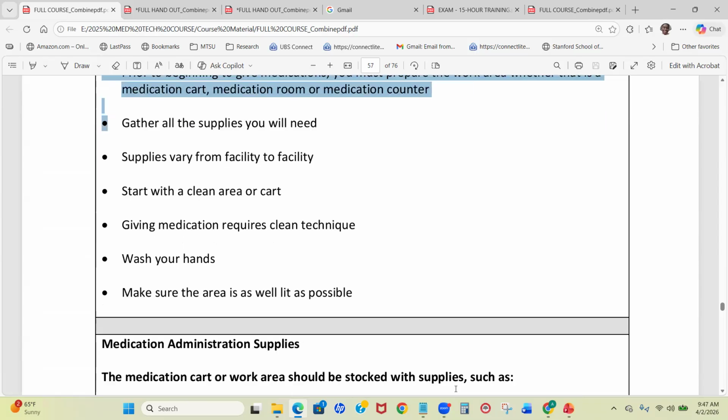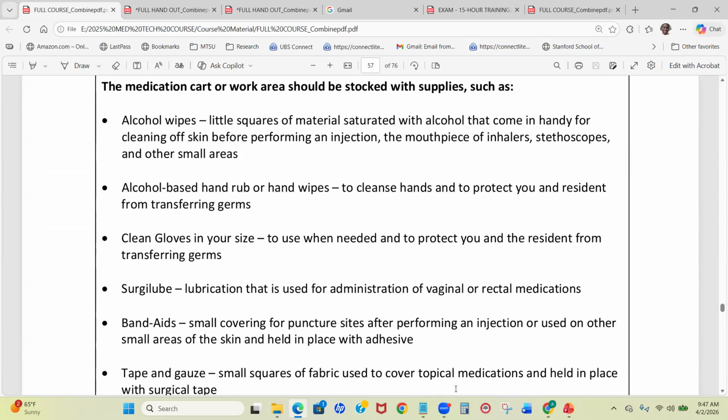Get all those supplies what? Ready. So after washing your hands and putting on your gloves, get all those things ready. Your band-aids have to be there, your tape, your gauze, because you may have to do some treatment. Maybe they'll tell you after giving the medicine, can you check my arm?